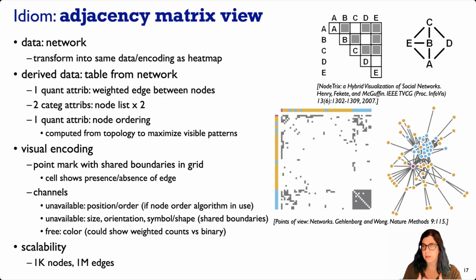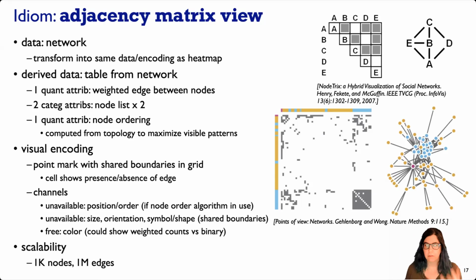network. Now, typically, in order to be useful, we also have this quantitative attribute that we derive, which is a node ordering. Usually that's done by considering the entire two-dimensional structure of the matrix, not just one side or the other side at once. And the idea is we want to somehow have a way to maximize the visible patterns. So from a visual encoding point of view, what are we doing?